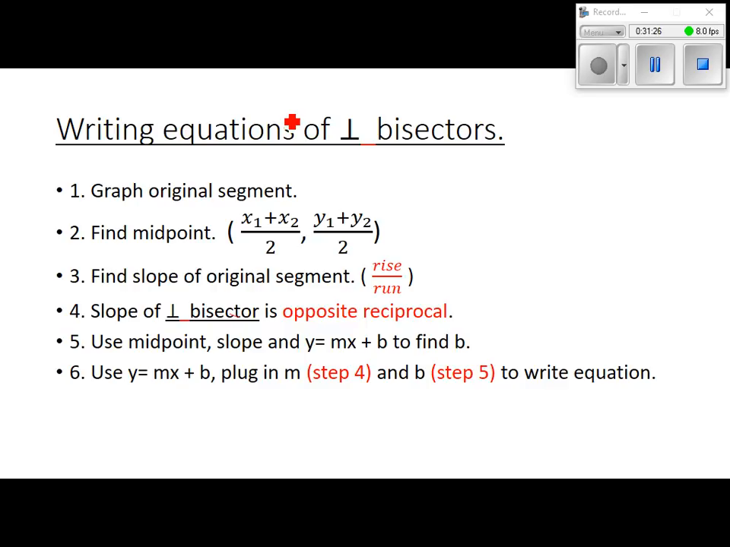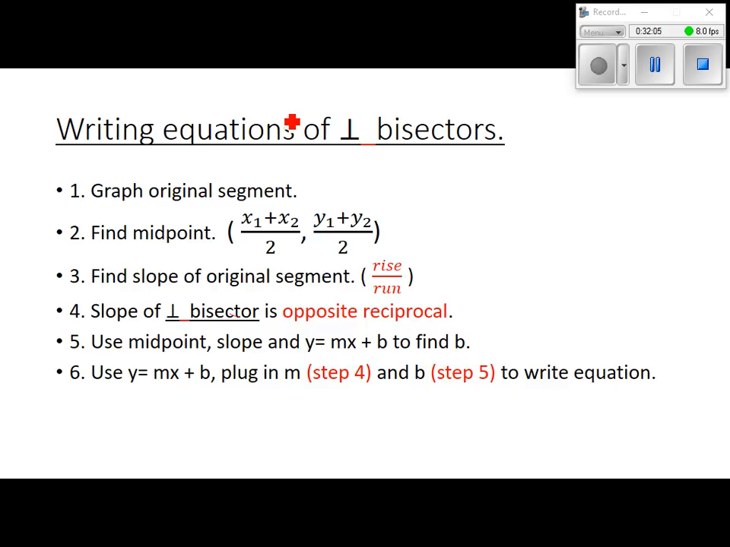Number 4, we did this earlier this year. If 2 segments are perpendicular, what do you know about their slopes? They are, look in the red up there, opposite reciprocals. So you can find the slope of the perpendicular bisector because it's got to be the opposite reciprocal. We did that with other things. Number 5, use the coordinates you found for the midpoint, the slope that you just found for the perpendicular bisector, and y equals mx plus b. What form is y equals mx plus b again?